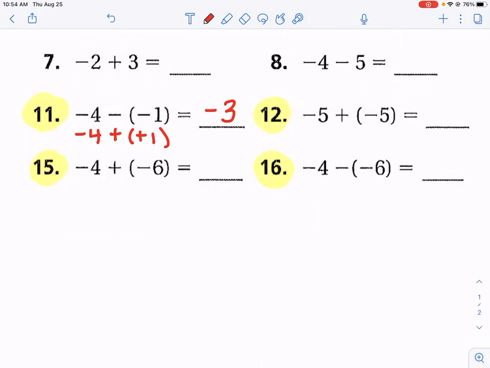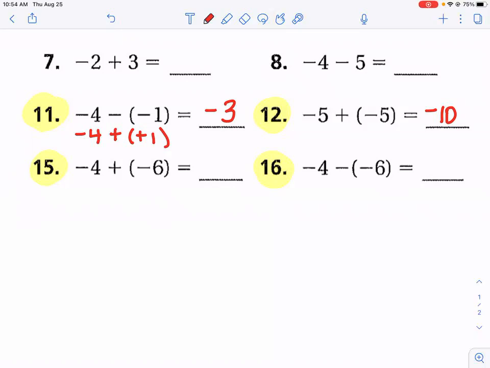Okay, good. Ariana, what did you get for 12? -10. Some of us may have been tempted to put 0 here. However, we're adding 2 integers that have the same sign. So we're going to add and keep the sign.